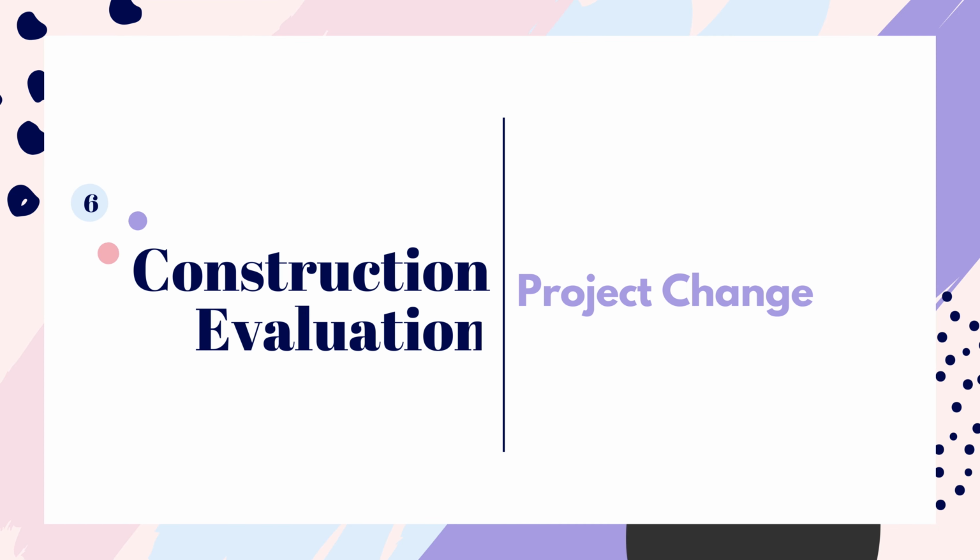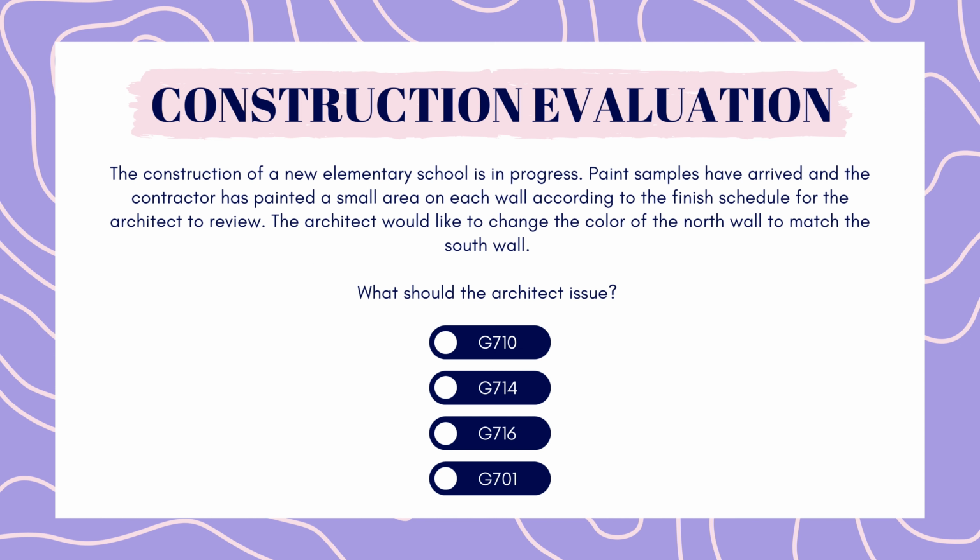Next up is construction evaluation. The construction of a new elementary school is in progress. Paint samples have arrived, and the contractor has painted a small area on each wall according to the finish schedule for the architect to review. The architect would like to change the color of the north wall to match the south wall. What should the architect issue? G710, G714, G716, B101. Pause to answer.